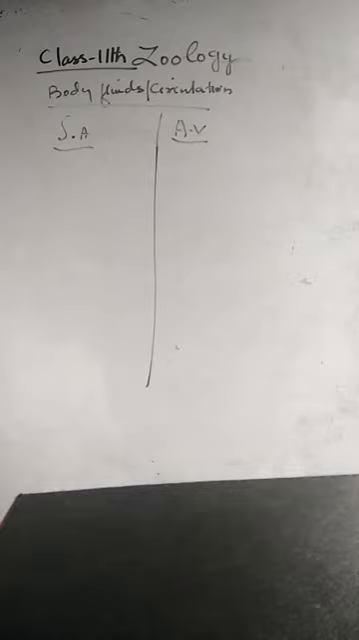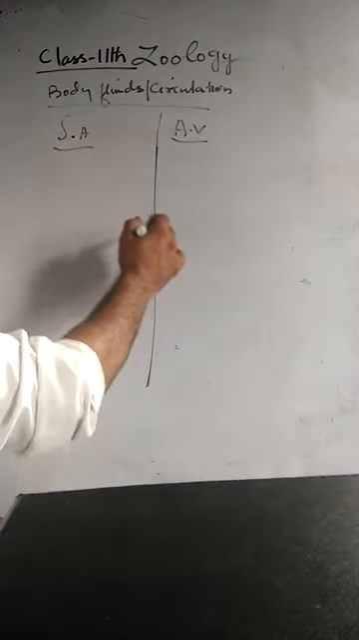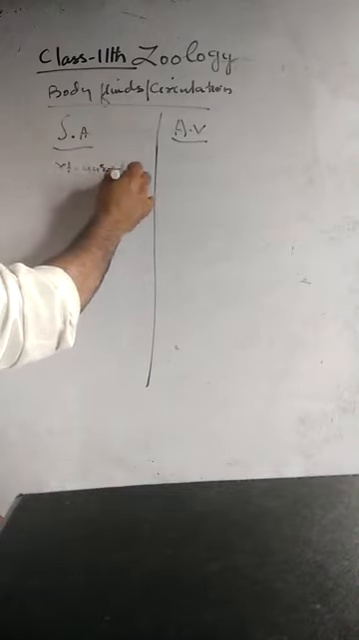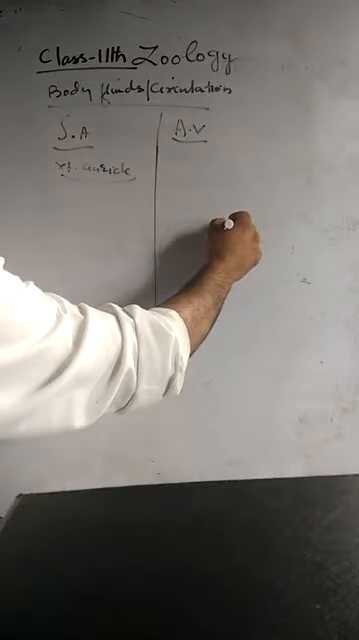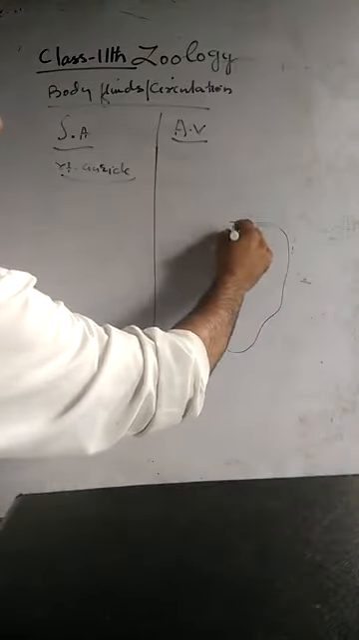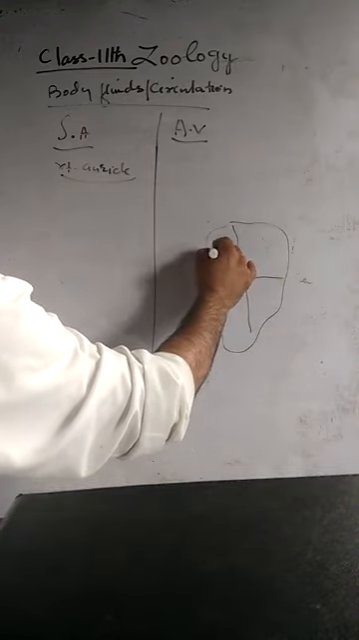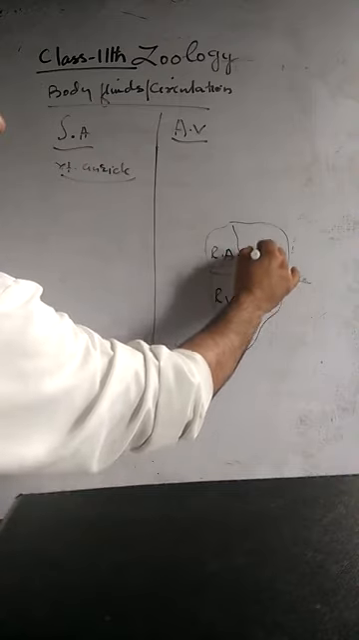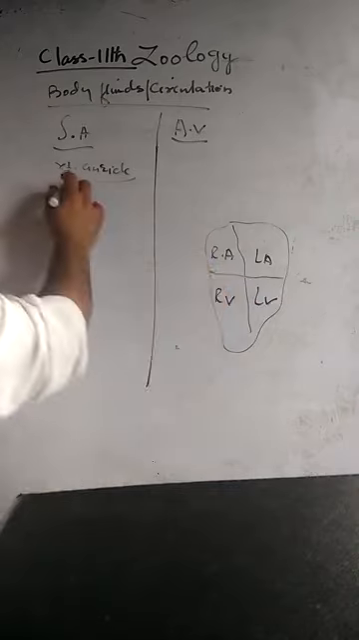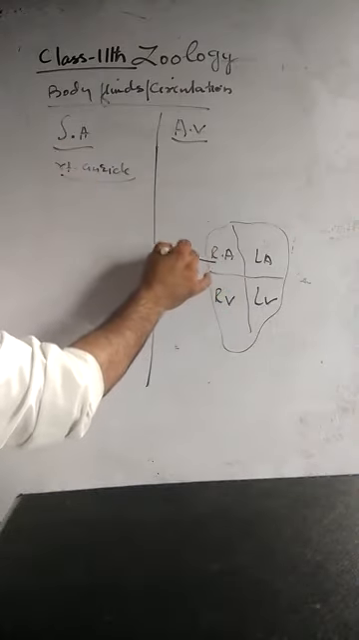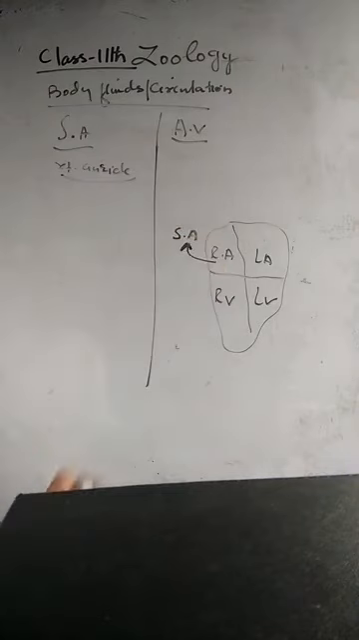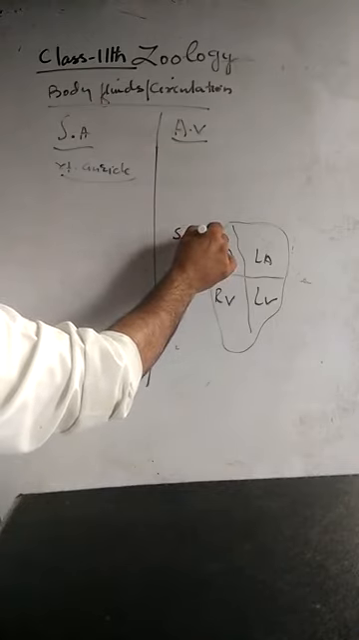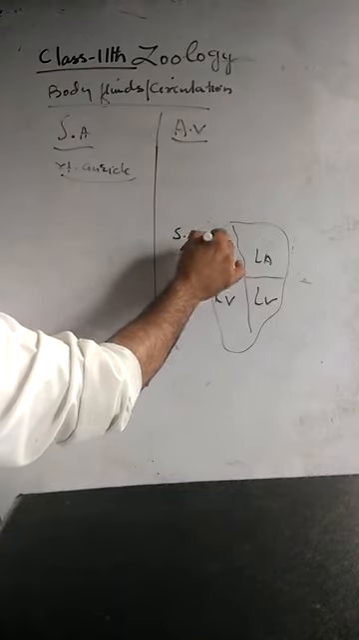This SA node is located in the wall of the right auricle. If this is the heart, this is the temporary structure of the heart. This is the right auricle, this is the right ventricle, this is the left auricle and the left ventricle. The sinoauricular node is located in this right auricle, near the opening of the superior vena cava.